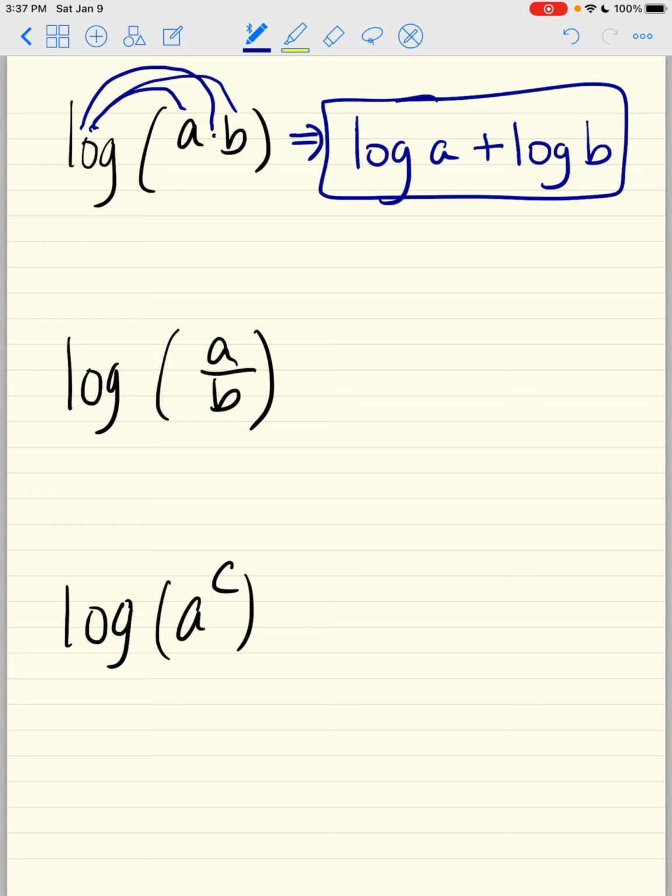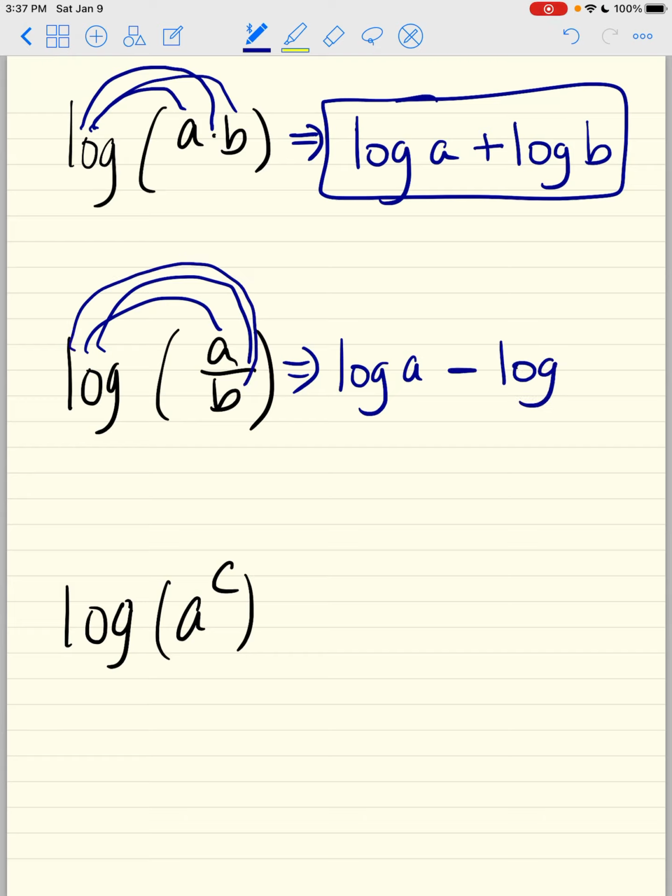Let's see what happens with division, and I'm sure you already know what's going to happen. Log touches A, so that's log A. Log touches division, it becomes subtraction. And log touches B, and it's just log B.